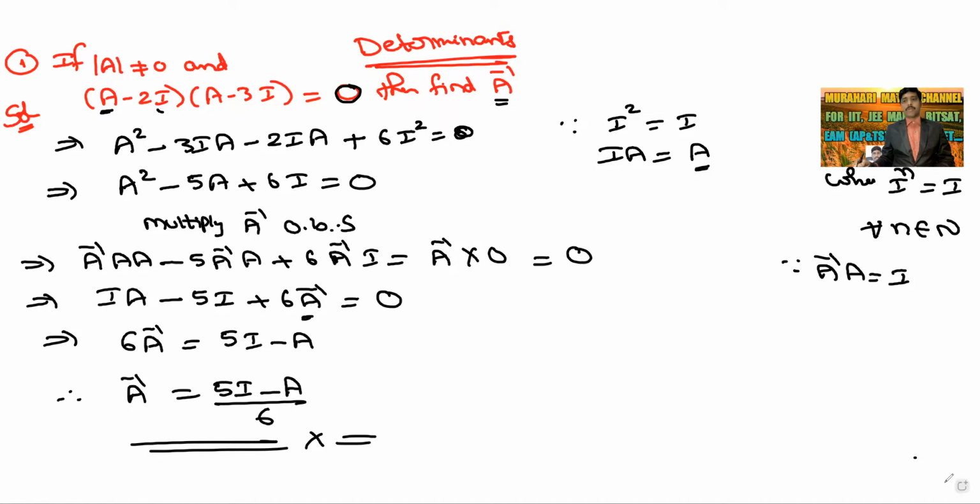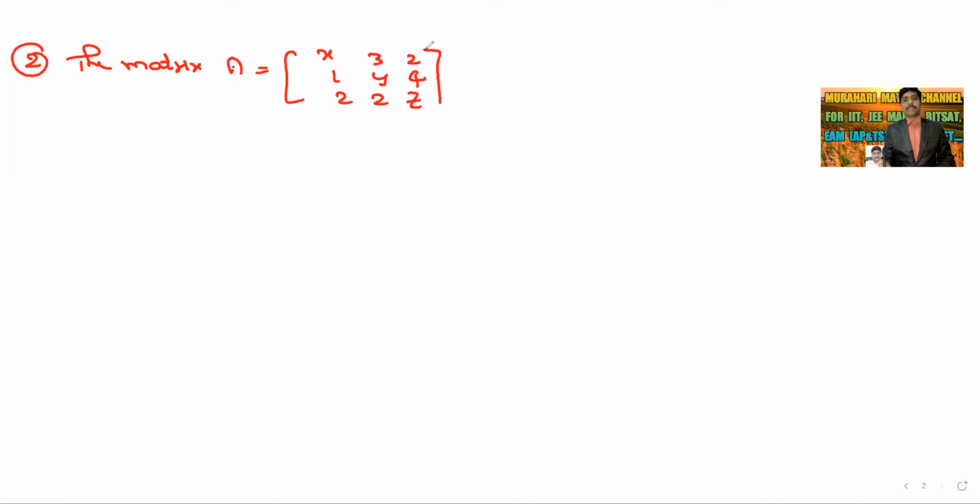Okay. Now I am going to explain question number 2. The matrix A is equal to [x, 3, 2; 1, y, 4; 2, 2, z], and xyz is equal to 60.